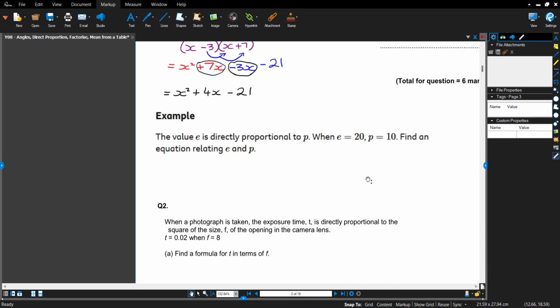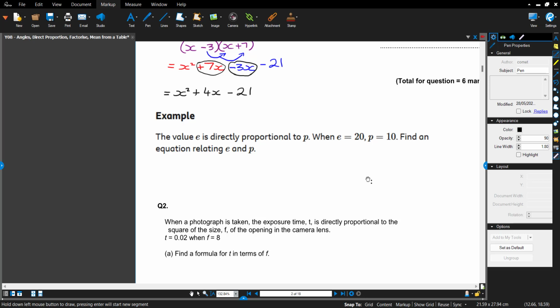Yes. All right, so the value of E is directly proportional to P. So this is going to be a basic one, and then we'll go on to the tougher. So the value of E is directly proportional to P. When E equals 20, P equals 10. Find an equation relating E and P.